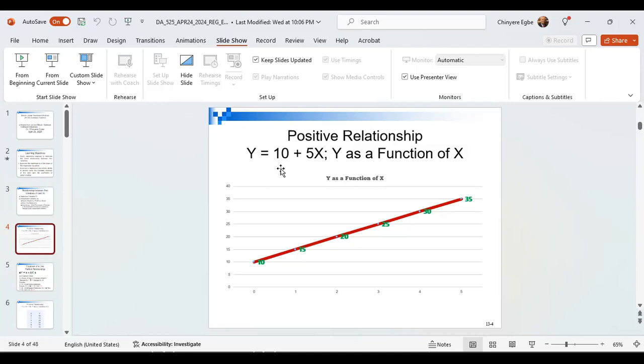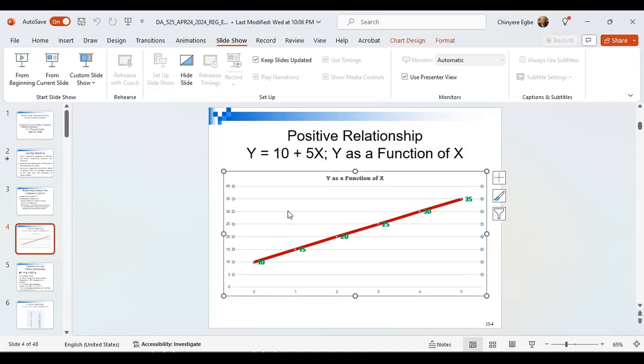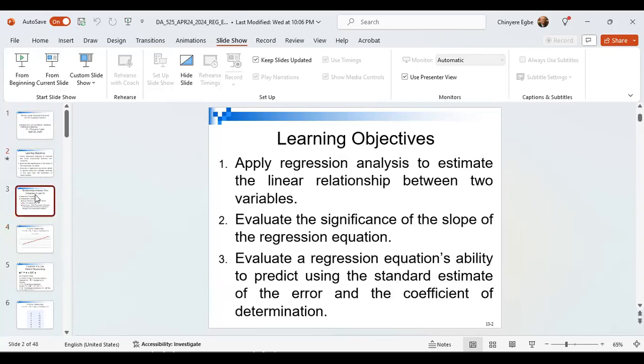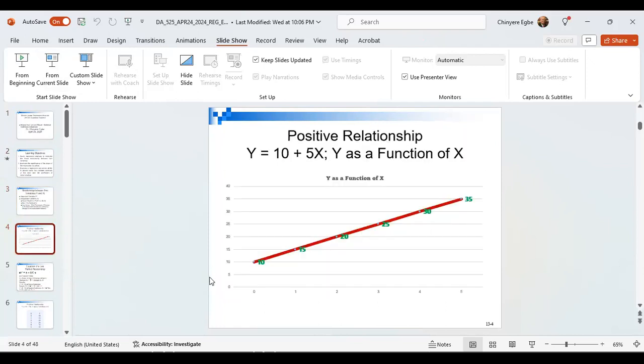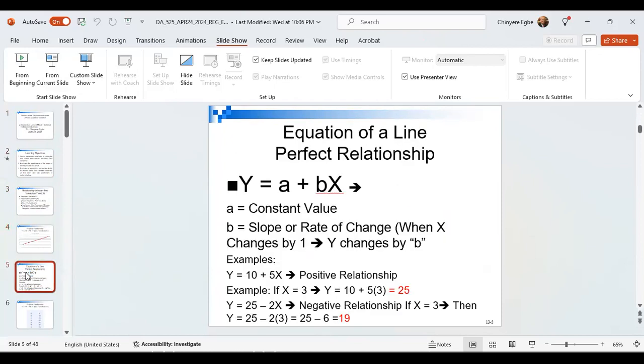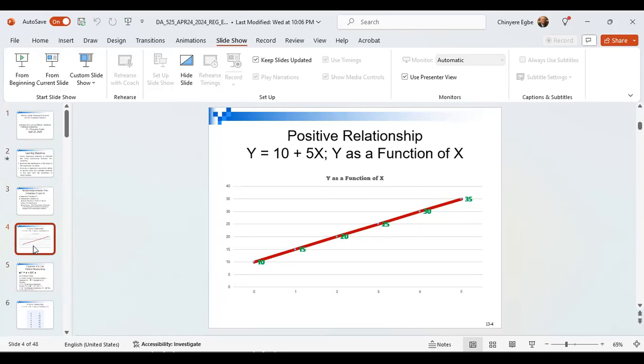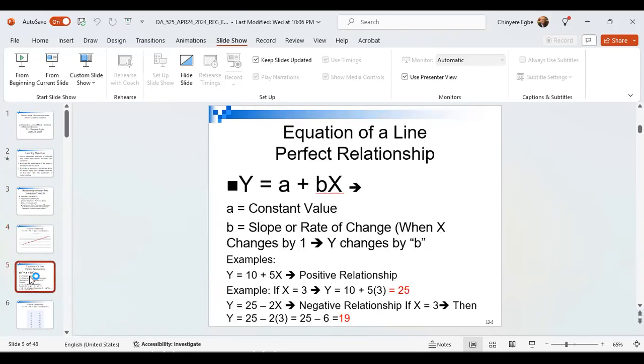Now, when you look at the model that we have here, why is it not showing everything? Okay. Whoa. Excuse me. Yes.